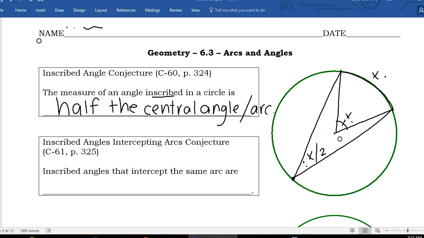So that angle could overlap the other one as well. So as long as the endpoints here match, let's say I drew another angle over here, but the endpoints match, it would still be the same measure. So whatever this one is, this one would be the exact same, as long as those endpoints match up. So inscribed angles that intercept the same arc are congruent.